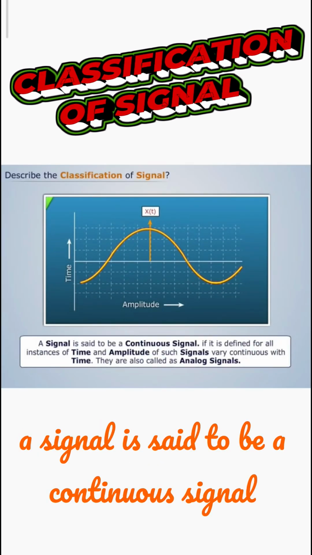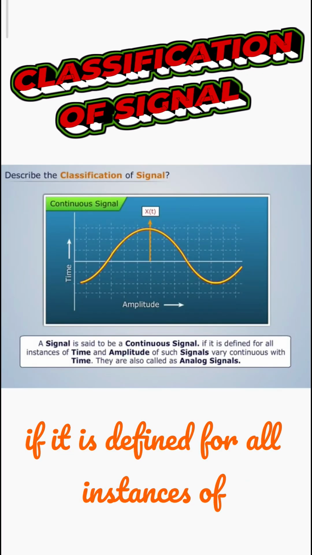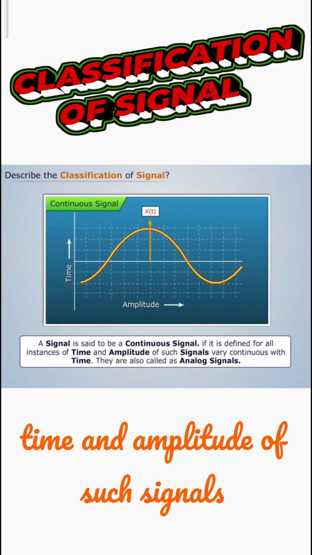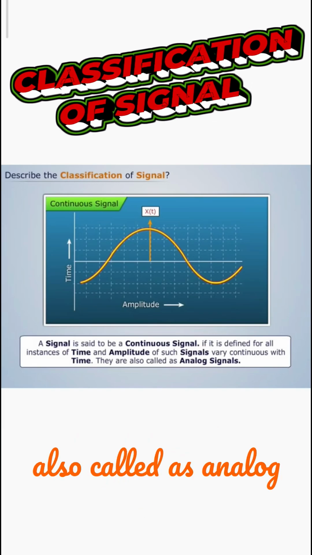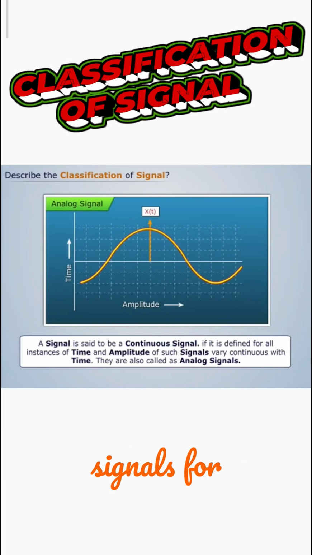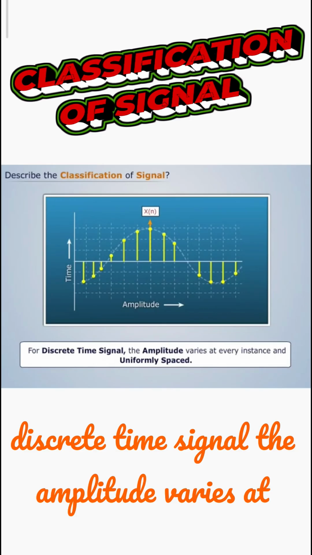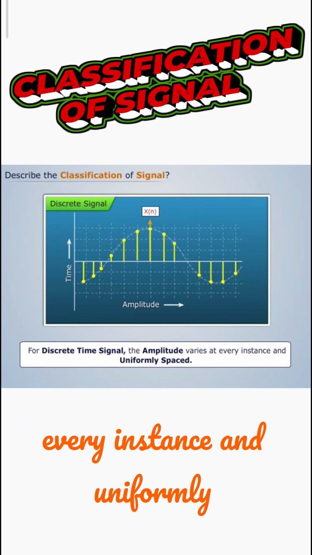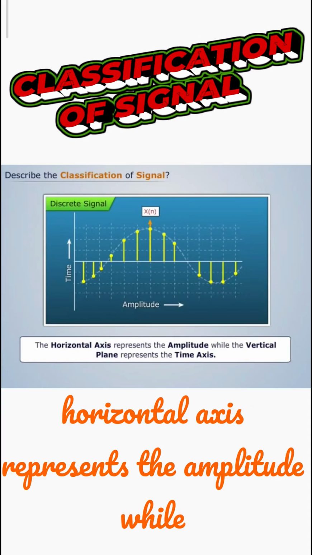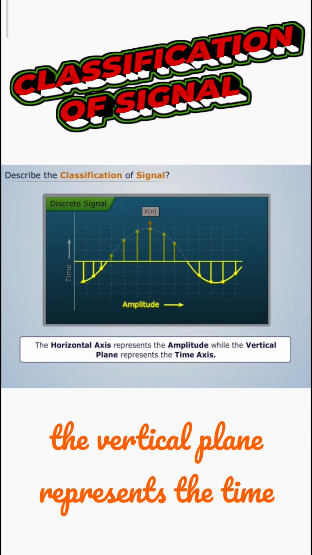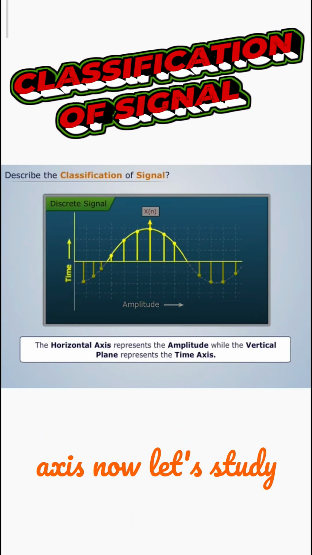A signal is said to be a continuous signal if it is defined for all instances of time, and the amplitude of such signals varies continuously with time. They are also called analog signals. For a discrete time signal, the amplitude varies at every instance and is uniformly spaced. The horizontal axis represents the amplitude while the vertical axis represents the time axis.